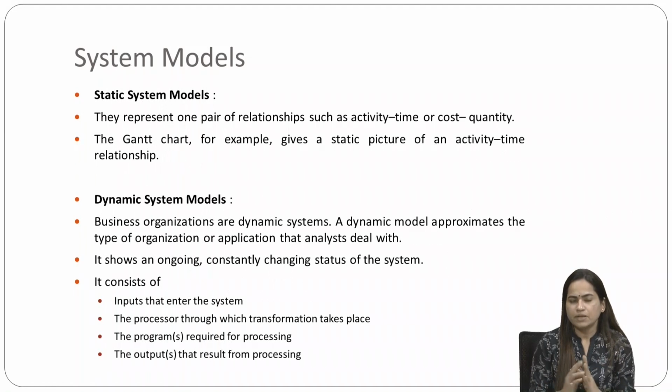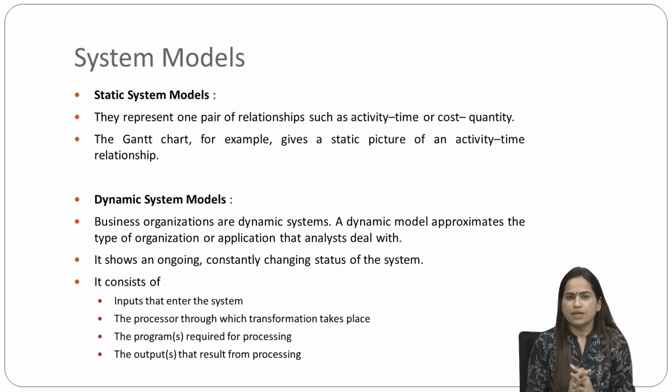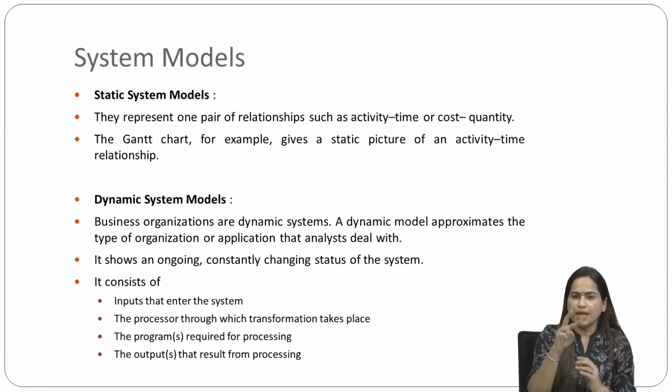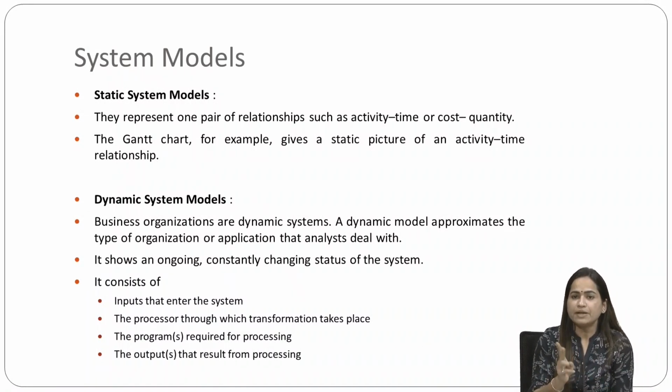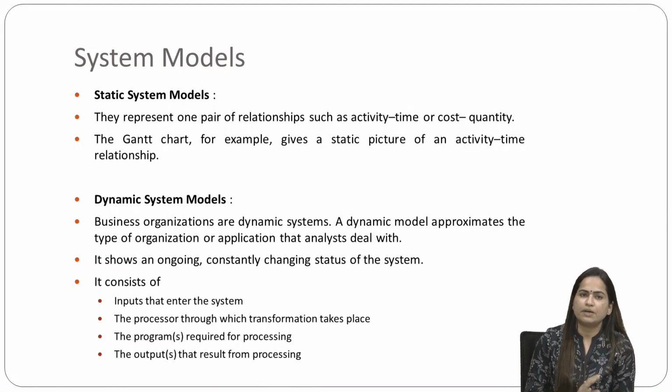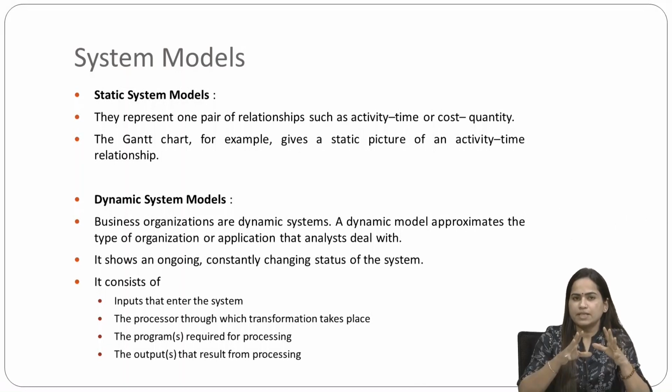Then after we are having static system model. This type of system models are representing one pair of relationship such as activity time or cost quantity. Pairing it is doing activity with time, cost with quantity. So thus this type of paired relationship is there, then it will come under static system models. The Gantt chart is one example of this static system model, which will give a static picture of an activity time relationship.